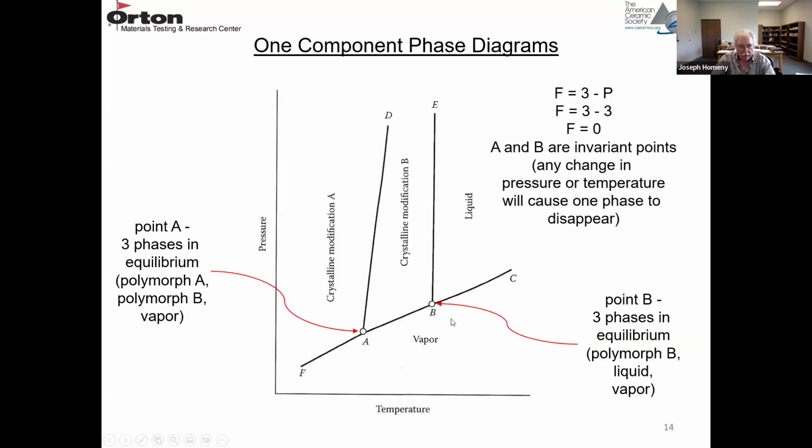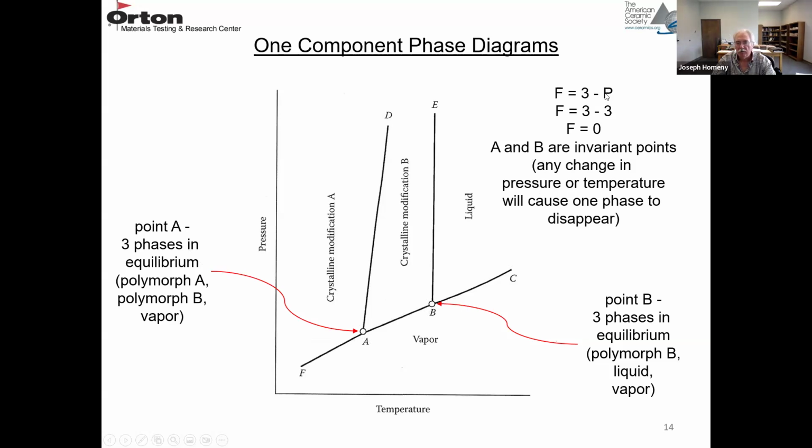So points A and B. At each of these, there are 3 phases in equilibrium. At point A, we have crystals A, crystals B, and the vapor phase. At point B, we have crystals B, the liquid, and the vapor phase. So these are invariant points. So 3 phases are present.